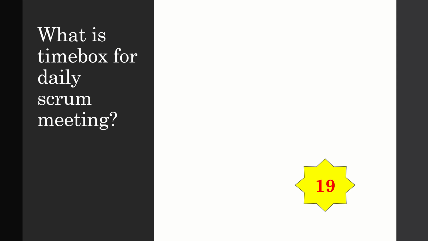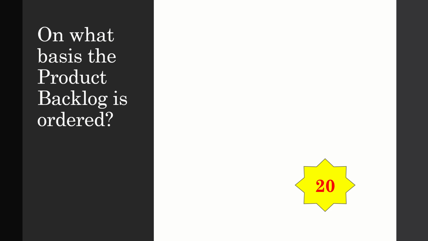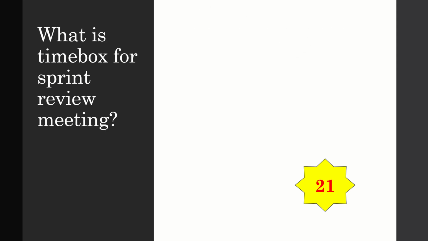What is time box for daily Scrum meeting? Maximum 15 minutes. On what basis the product backlog is ordered? Value, risk, priority, and necessity. What is time box for a sprint review meeting? 4 hours or less for 1 month sprint.